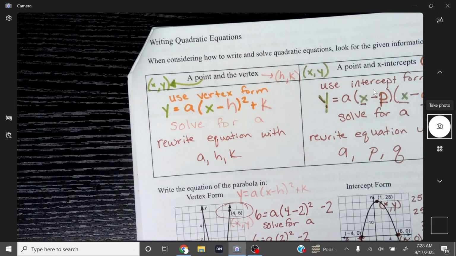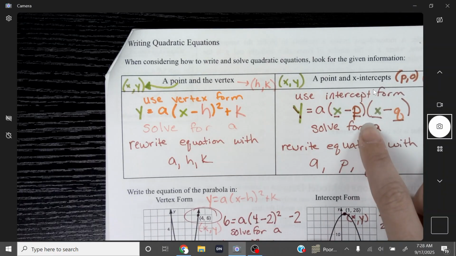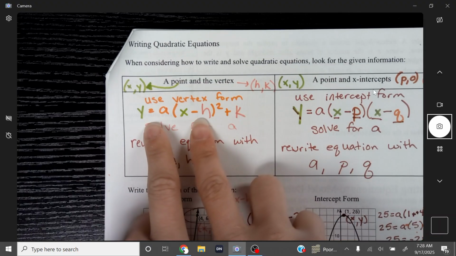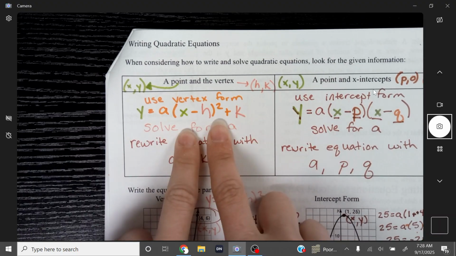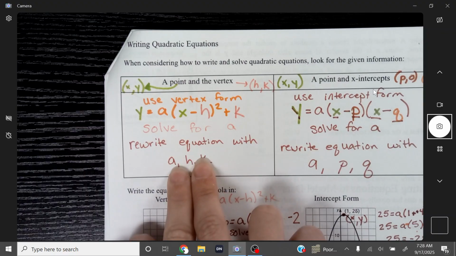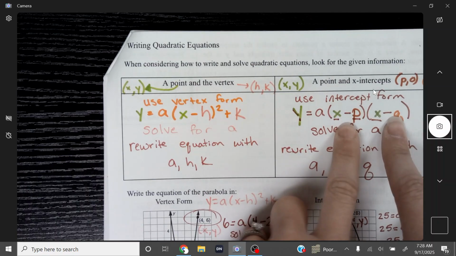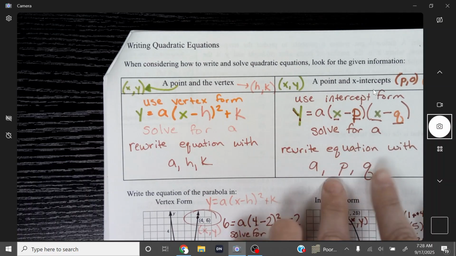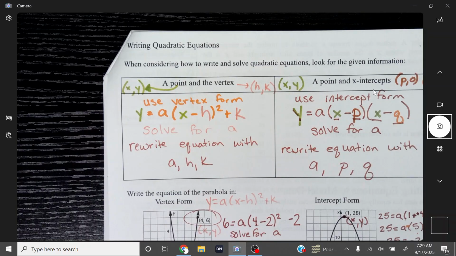We're going to continue working on 2.4, which was writing quadratic equations given a point and a vertex, or given a point and x-intercepts. So here's what we have. If we are given a vertex, we're going to use vertex form, solve for a, and then rewrite the equation with a, h, and k. And if we're given intercepts, we're going to use intercept form, solve for a, and rewrite the equation with a, p, and q, which are our intercepts.